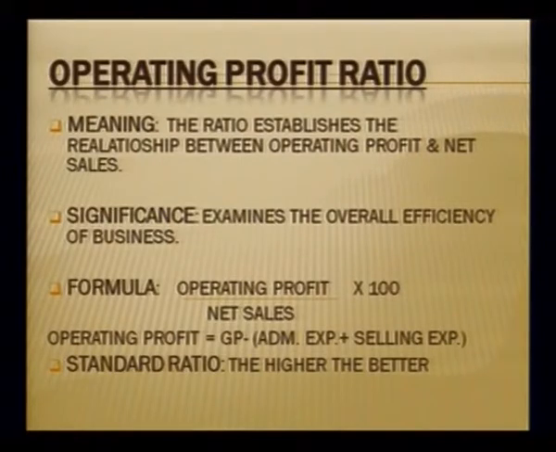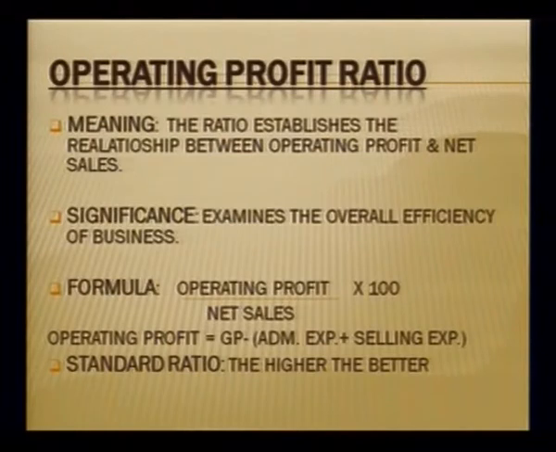Now operating profit means the net results of the operation. What is the business dealing with? What is the business doing? What has been the net results of the operation? So the formula again is similar to what we've discussed in gross profit or net profit. It is operating profit upon net sales into 100, and the purpose of calculating the operating ratio is to judge the overall efficiency of the operations of the business.